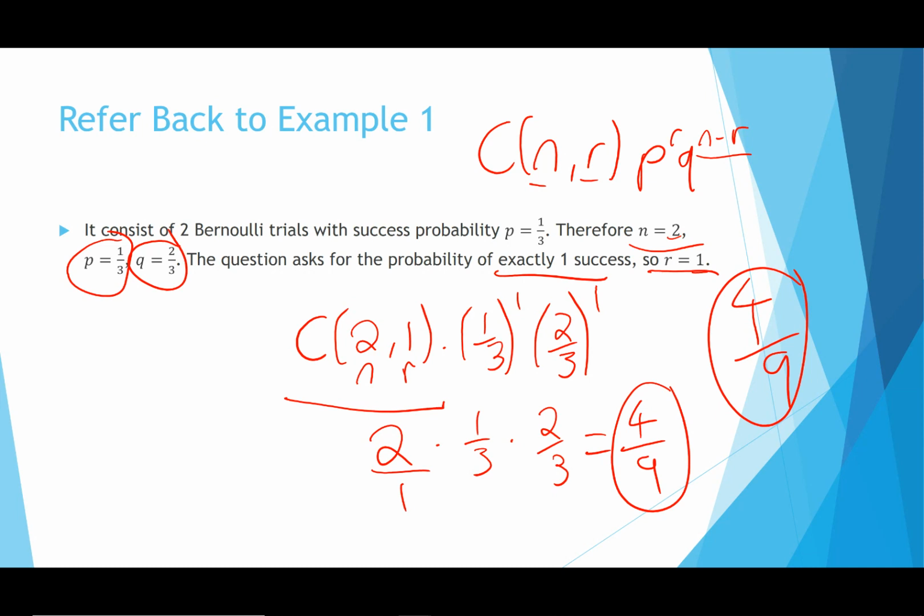So I don't need to draw a tree diagram. I can just use my formula. Okay. Everything should be given to us. All we really need to know is n, r, and p and q. And that should all be explained in the problem that we're given.